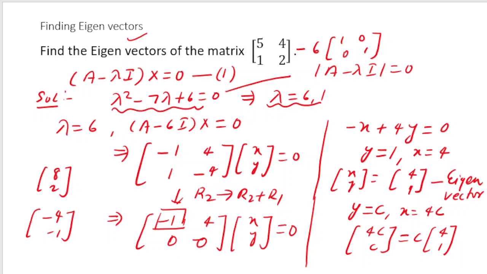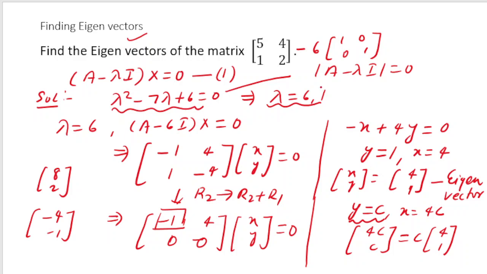Usually we take the eigenvector with the smallest entries, so that the computation remains easier or manageable. But as a concept, you should be clear that any value of y could have been taken. In general, I can take c. So what I get is something like c times 4 1. So this is an eigenvector, right? Proceeding further, I have got the eigenvector corresponding to lambda equal to 6.